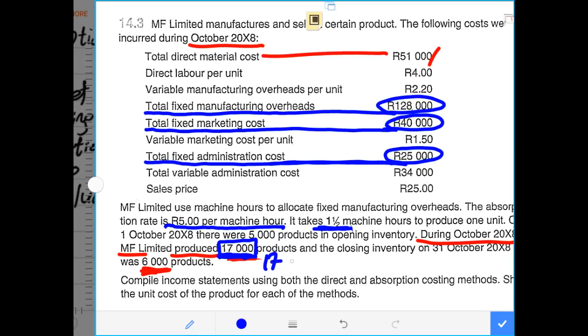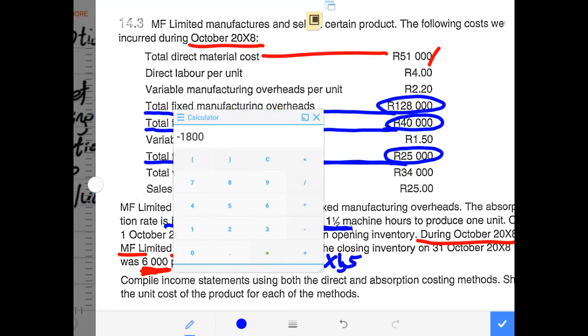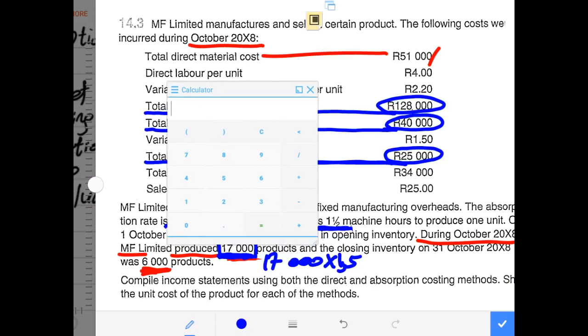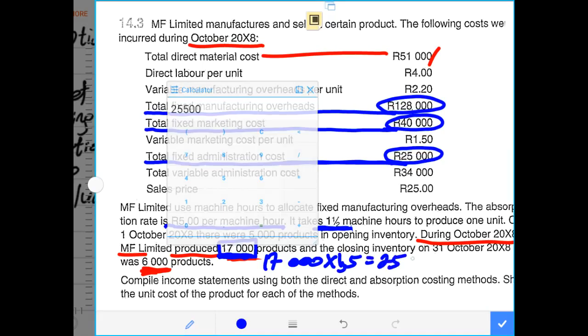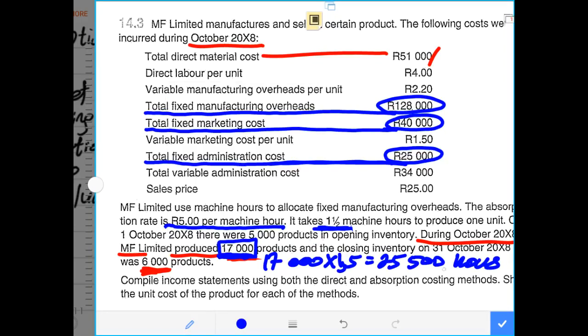Therefore, we say 17,000 units that were produced times 1.5 machine hours, and this will give us 25,500 hours. That means it takes 25,500 machine hours to manufacture 17,000 units. So we have total actual machine hours, which is 25,500 machine hours.